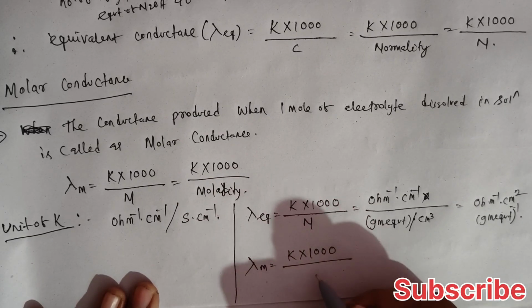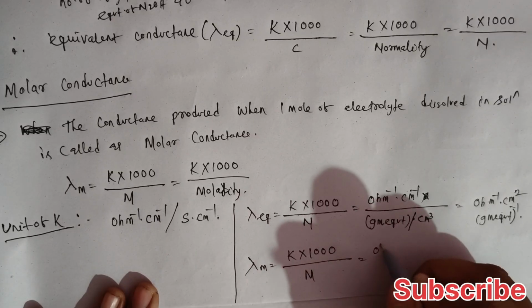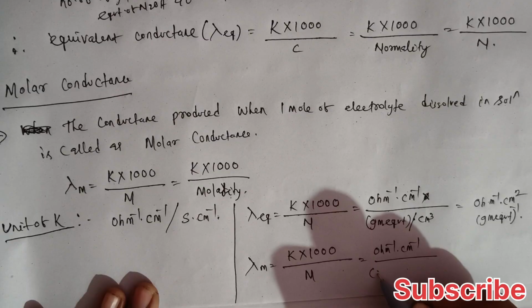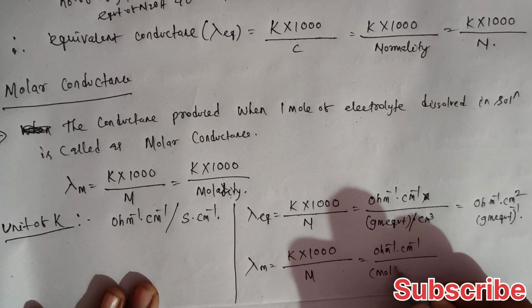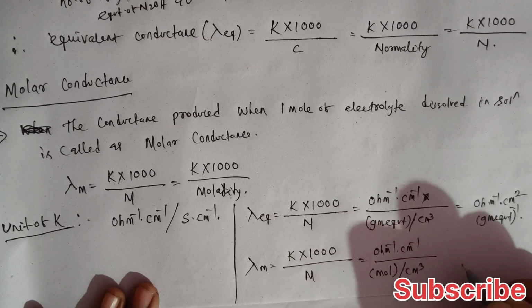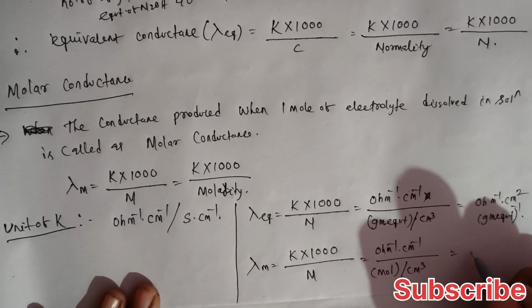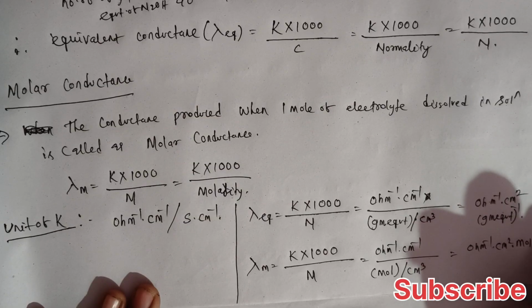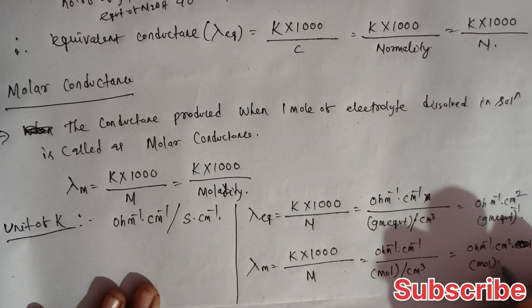Like this, for molar conductance, we have to write molar conductance here. K into 1000 by M. K is ohm inverse centimeter inverse. This is mole by centimeter cube. What happens here? Ohm inverse centimeter square mole inverse.